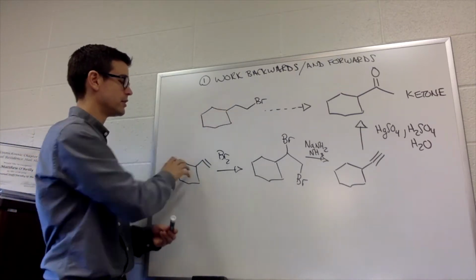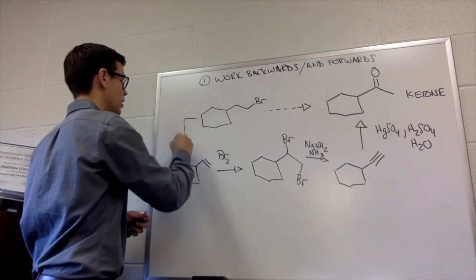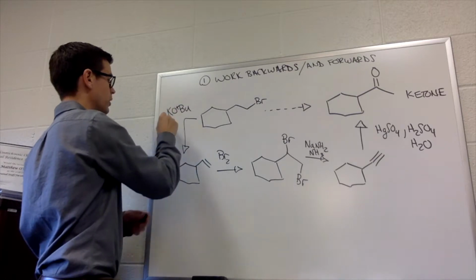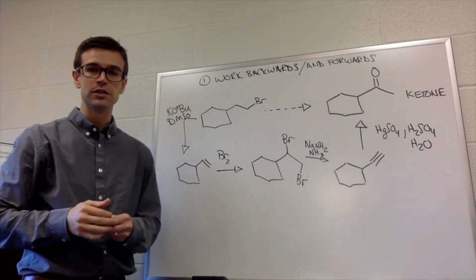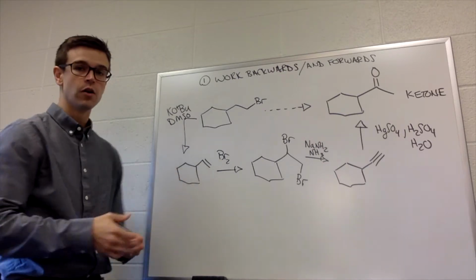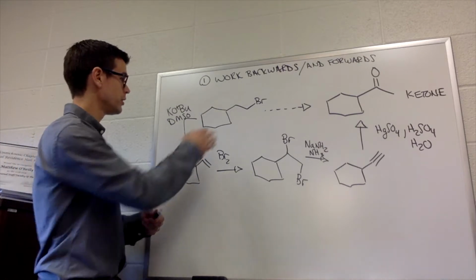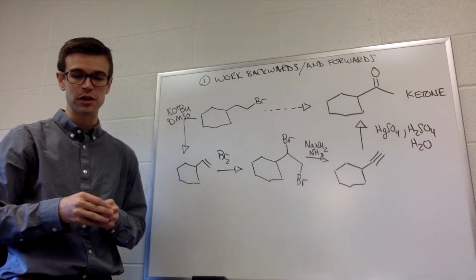How do we get from here to here? That's just an elimination reaction. Again, we can use our big bulky base in a polar aprotic solvent like DMSO to do that single elimination to form the alkene. So again, this is probably a hard-ish question. It was 1, 2, 3, 4 steps, so not a terribly long synthesis question.